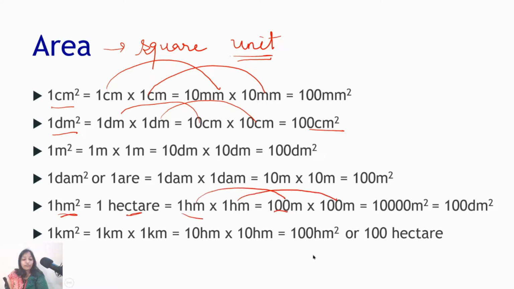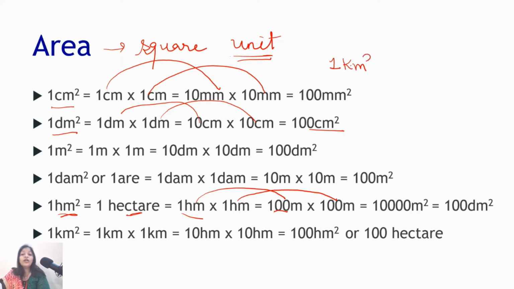So now if we have to convert 1 hectometer square into meter square, what will you do? You will simply multiply 100 into 100 because 1 hectometer is equal to 100 meter. Now we have to convert 1 kilometer square into hectometer square. Again you will multiply 10 into 10. Now, if I ask you a simple thing, how will you convert 1 kilometer square into meter square?